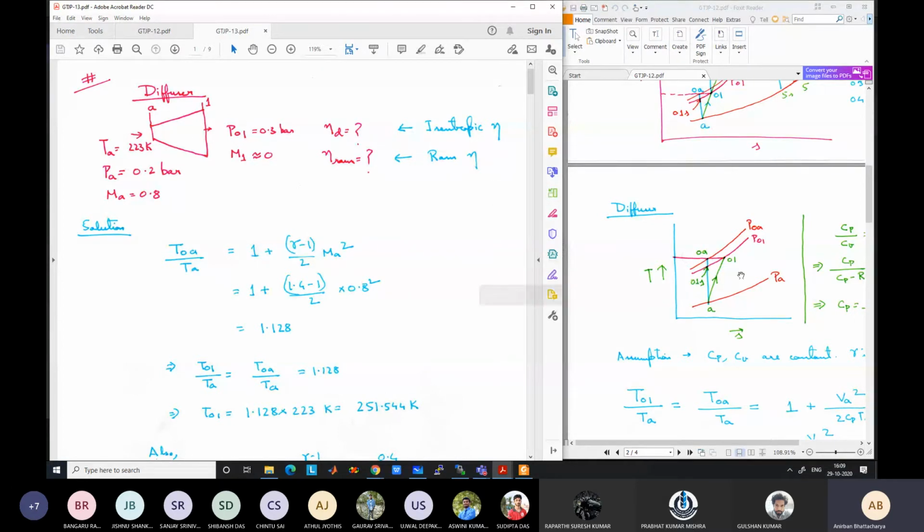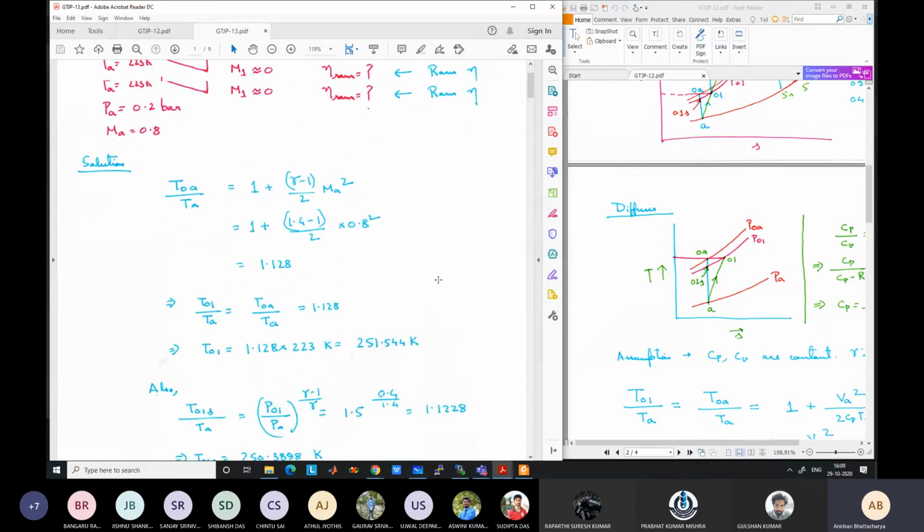These 2 points on this diagram correspond to this process. You can assume that this is the diagram. So both the temperatures are the same.